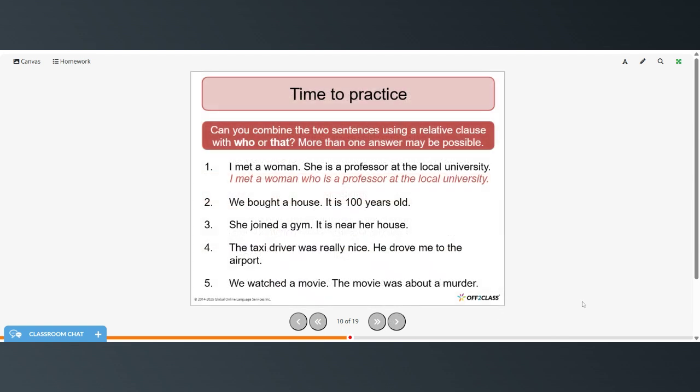So now see if you can combine the two sentences using a relative clause with who or that, and more than one answer may be possible. The example, I met a woman, she is a professor at the local university. I met a woman who is a professor at the local university. So go ahead and pause the video and try these on your own, and then restart when you're ready to check the answers.